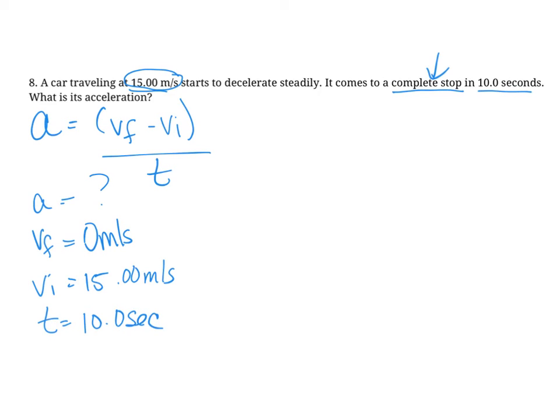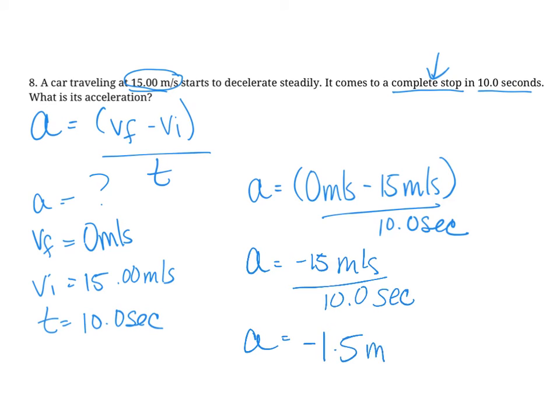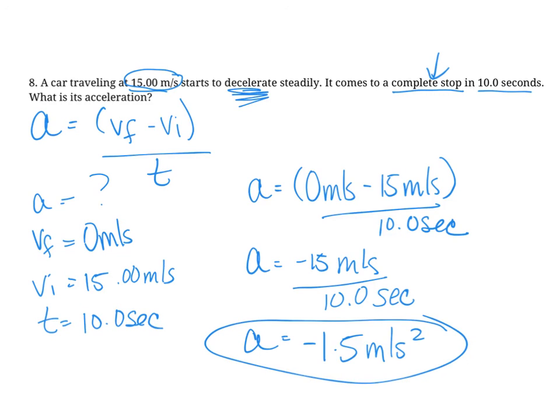So now I'm going to plug this in. Acceleration is equal to 0 meters per second minus 15 meters per second all over my time, which is 10 seconds. So 0 minus 15 is negative 15 meters per second over 10 seconds. And then I plug that into my calculator and I end up with negative 1.5 meters per second squared. You know it's going to be negative because you were decelerating, which is another term for slowing down.